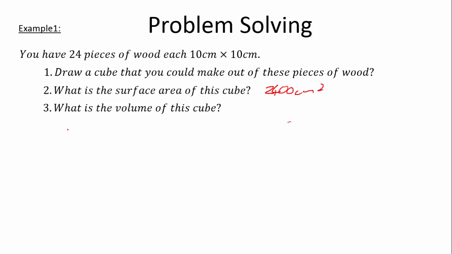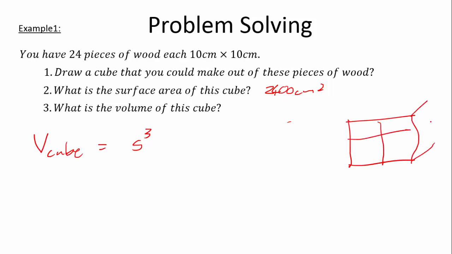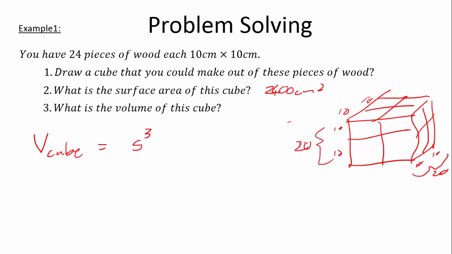So what is the volume of a cube? The volume of a cube is simply equal to S cubed. Remember, we have our cube that is 20 by 20, made up of these square tiles, each of them 10 by 10. Each of those are 10 centimeters, so it's equal on all the sides, which makes it 20 on that side, 20 over there, and 20 along the back. So the sides are all the same. That is simply 20 cubed.